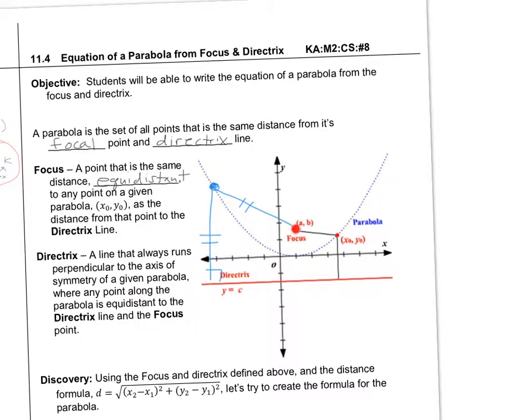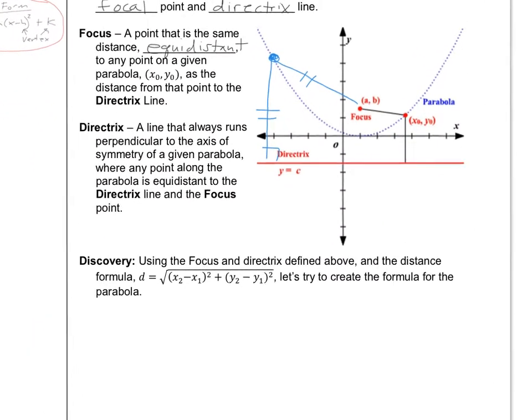And that focus point is really important. And then on the other side of the focus, there's some directrix, some line. And this is a line that always runs perpendicular to the given axis. So here we have the axis of symmetry of a given parabola, where any point along the parabola is equidistant to the directrix line and the focus point. Again, these two distances here, regardless of where you are on the parabola, have to be exactly the same. So, because those two distances are the same, we can actually write a formula with just those two things. I'm going to show you how we can do that here below.